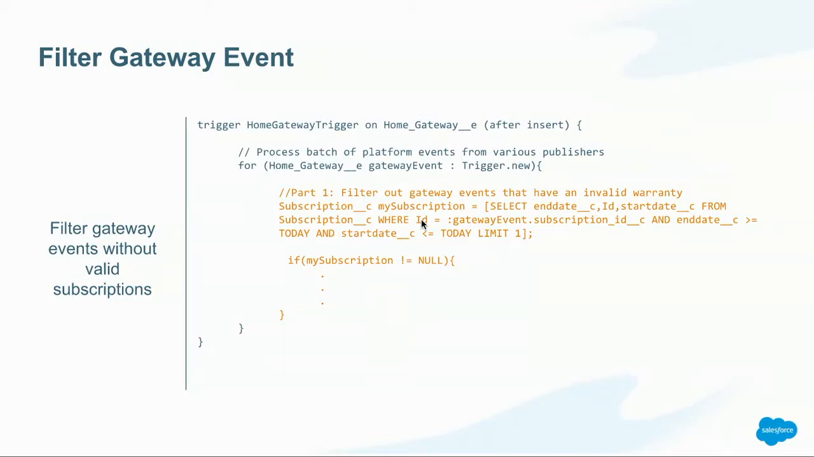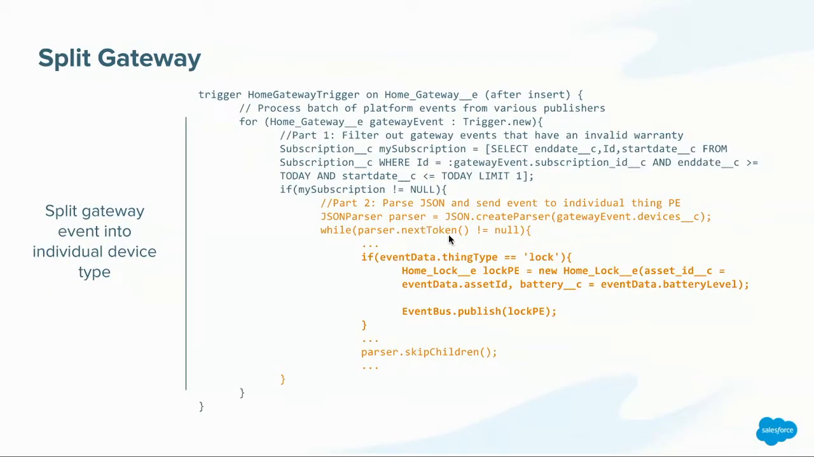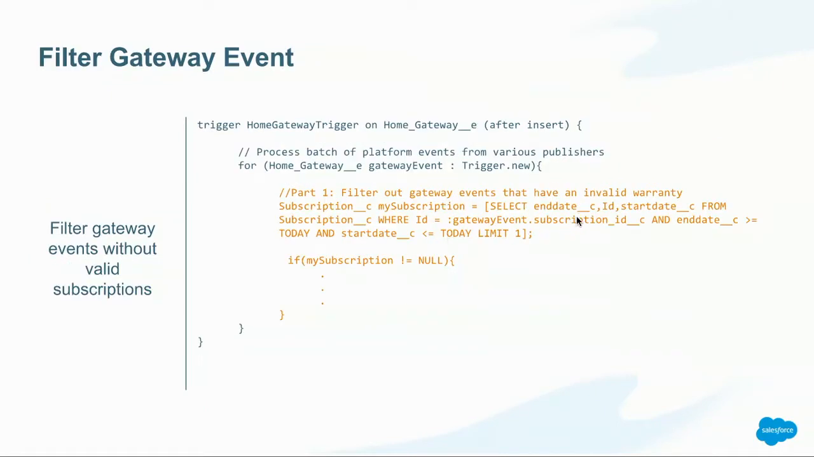One thing I want to note here is that the gateway event being sent from the device itself has a subscription ID field. That's what we're looking at here, and that's what we're using to SOQL query in real time. And if that subscription custom object exists, then we'll do more logic from there.